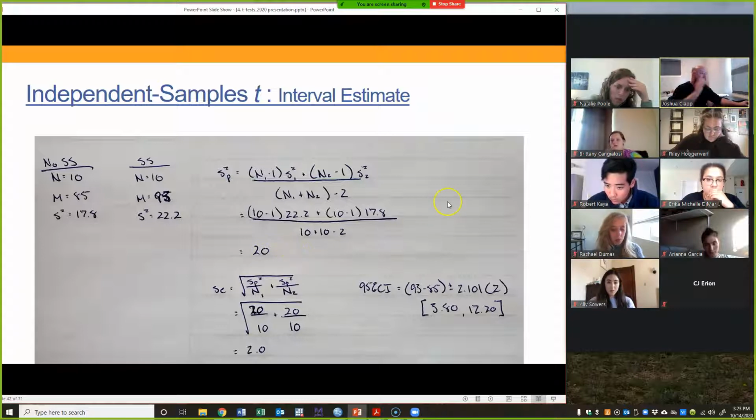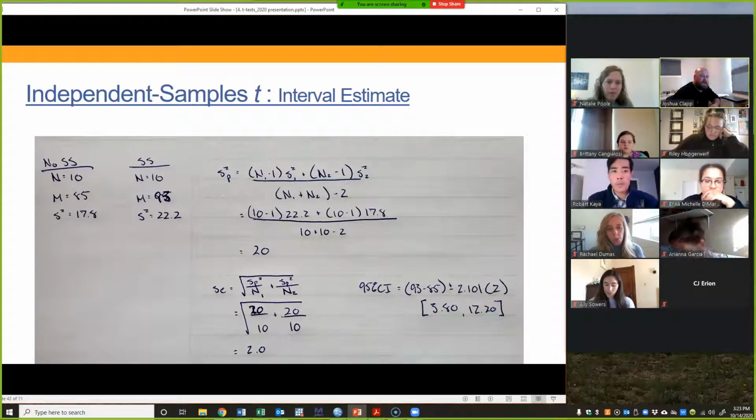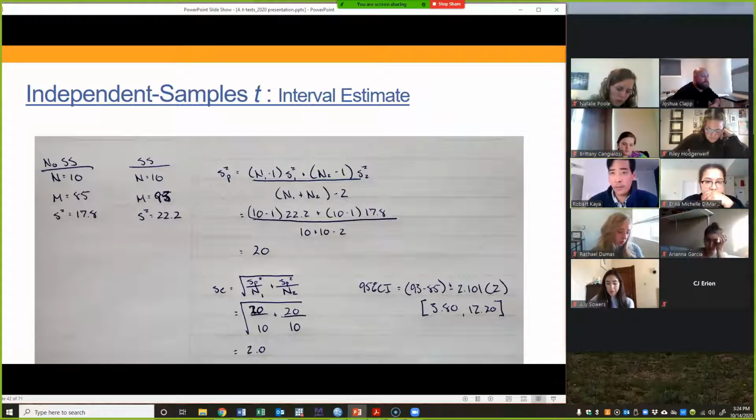Okay. Now, question: did I need to calculate a pooled variance estimate here? Who's got a calculator with them? Robert, you got one? Okay. What if we take the average of 22.2 and 17.8? What do we get? 20. Okay. Why could I just take the arithmetic average of my two variances in this problem?